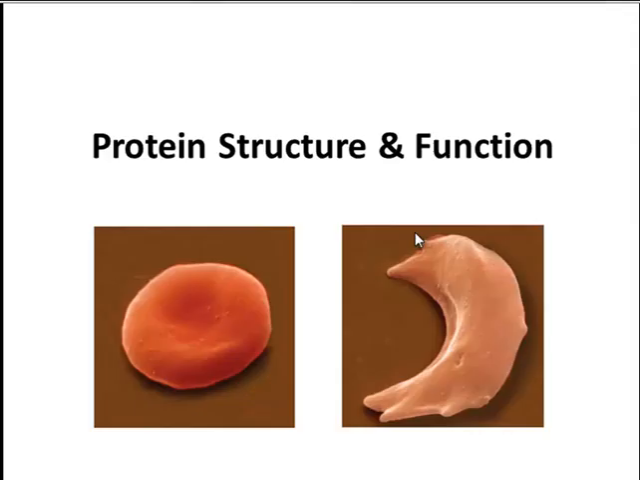For example, in sickle cell anemia, a normal red blood cell has a nice round shape, but due to a single mutation in the DNA sequence, we can end up with a cell that has a sickle shape because of the sickle-shaped protein inside. In order to understand why a single base change could have such a profound effect on a protein's shape, we need to take a look at the structure of proteins in order to understand how that affects their function.